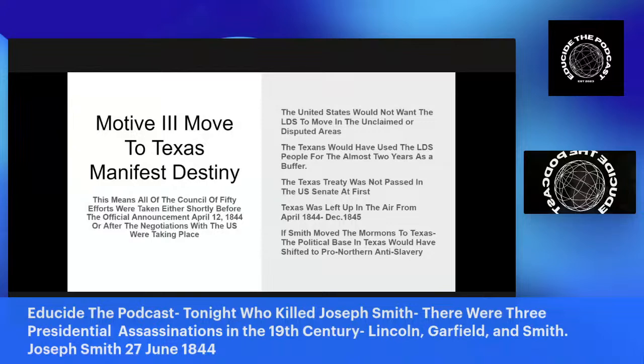The Texans would have used the LDS people for almost 2 years as a buffer zone. The Texas Treaty was not passed in the U.S. Senate at first. In fact, the treaty was never passed. It was passed through a joint resolution 1 month before the end of Tyler's presidency. Texas was left up in the air from April 1844 until December of 1845. If Smith had moved the Mormons to Texas, the political base in Texas would have shifted to a pro-Northern, anti-slavery position.